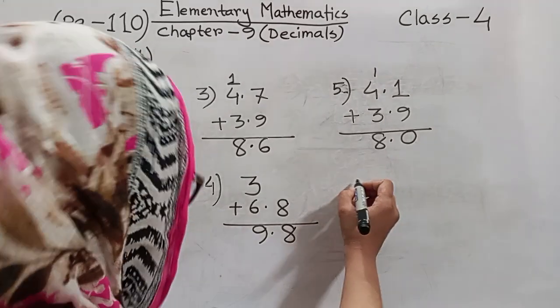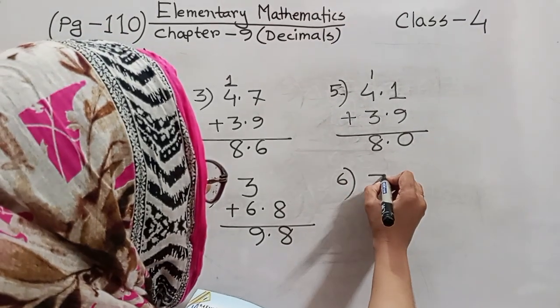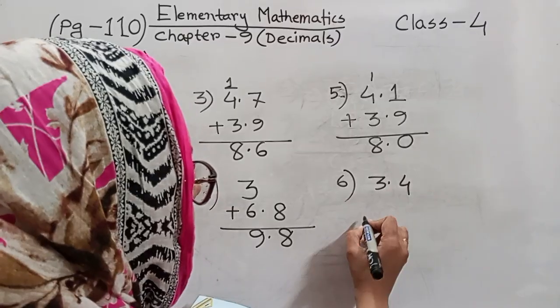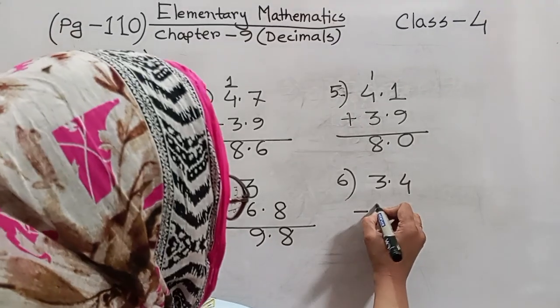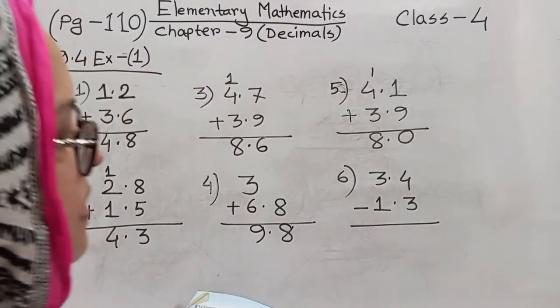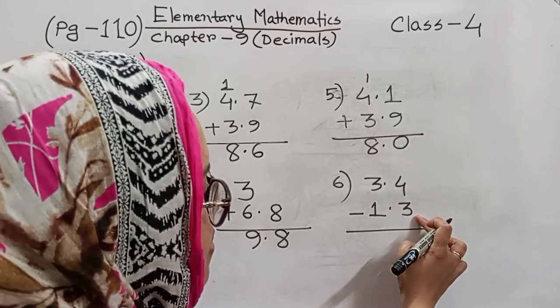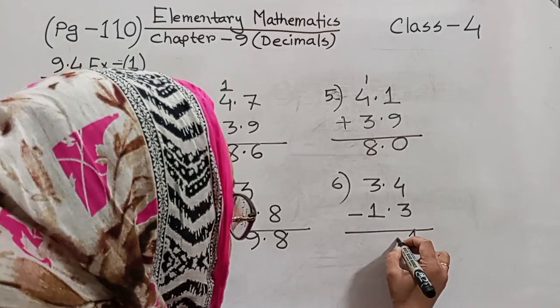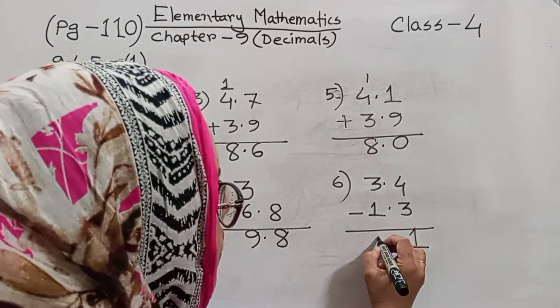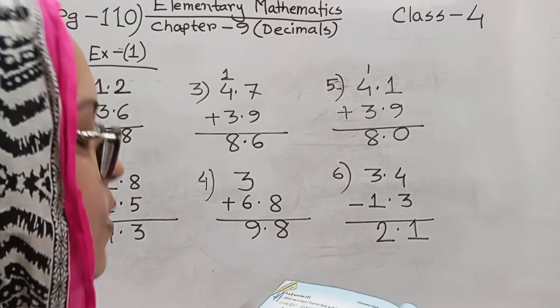Then question number 6. 3.4 minus 1.3. This is the decimal subtraction. 4 minus 3, 1. 3 minus 1, 2. So the answer is 2.1. Finished.